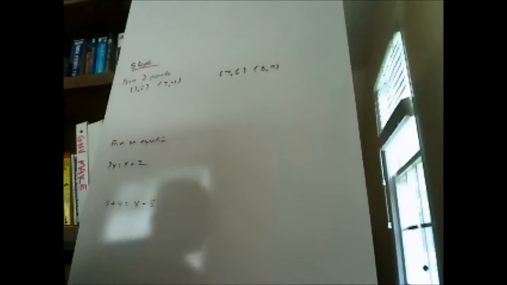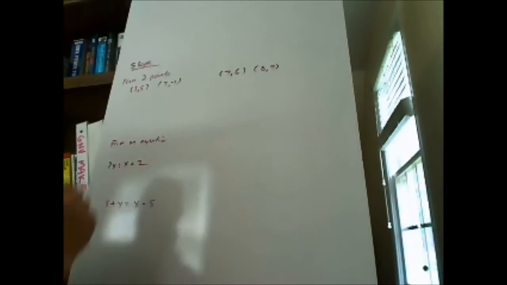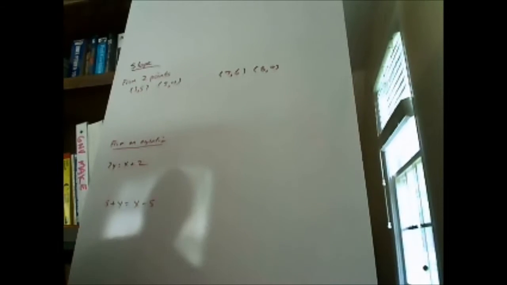Okay, next we're going to tackle slope. How do we determine what the slope is? Based on a couple of different examples here. First, from two given points on a line, and then from an equation that describes the line. Okay, so first of all, what is slope?